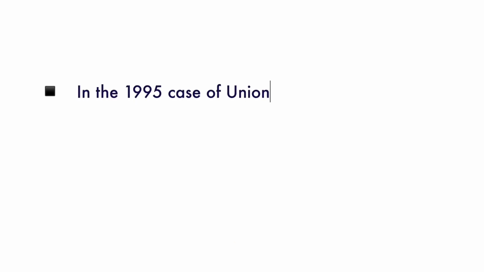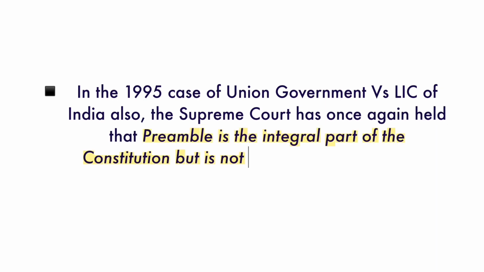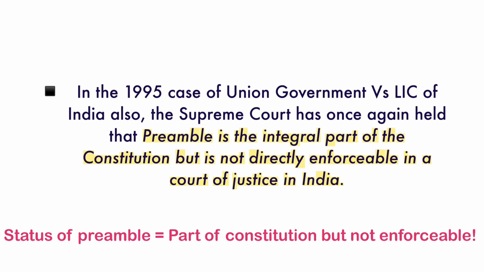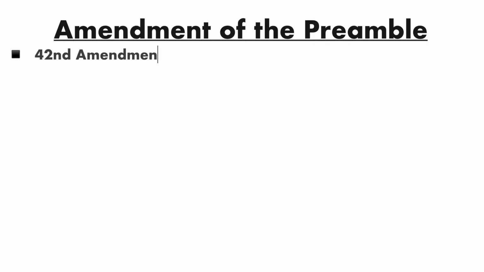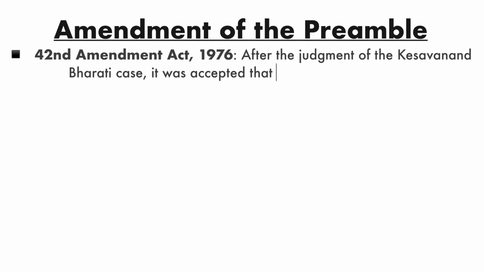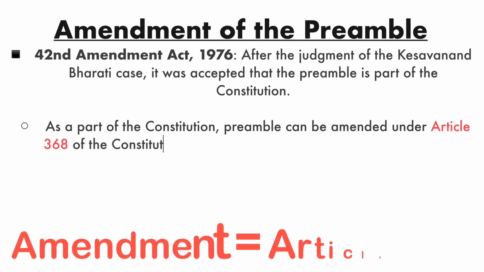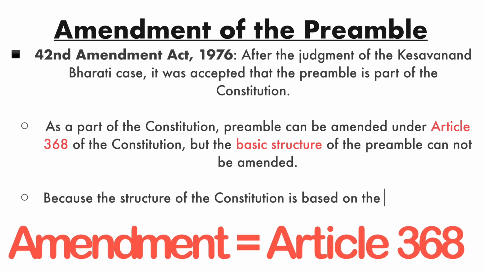In 1995, case of Union Government versus LIC of India. In that case also the Supreme Court said the preamble is the integral part of the constitution but it is not directly enforceable in Court of Justice in India. I have already told you about the 42nd Amendment Act of 1976 and this amendment came after the judgment of Kesavananda Bharati case in which it was accepted that preamble is the part of the constitution. As a part of constitution, preamble can be amended under Article 368. So Article 368 is related with amendments in the constitution.